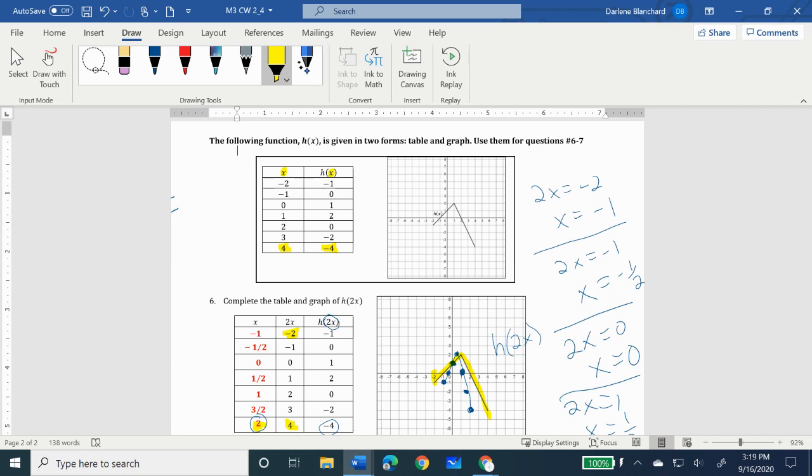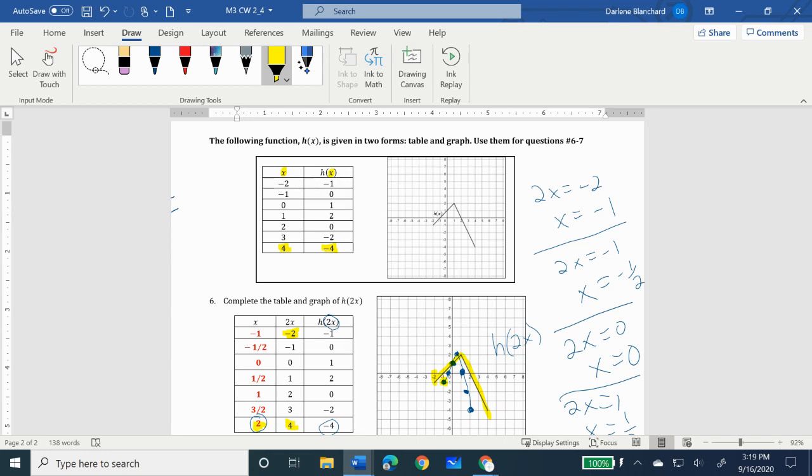So you actually need to take that x value of -2 and divide it by 2 to find out who originally came in to ask, what is my y coordinate?